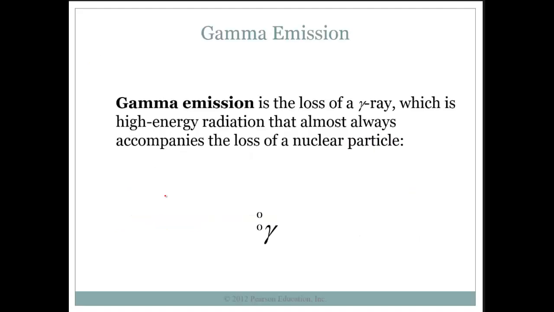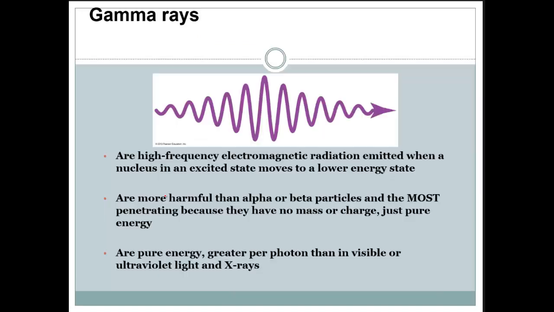Finally, we have gamma rays. Gamma emission is the loss of a gamma ray, which is a high energy radiation that almost always accompanies the loss of a nuclear particle. Gamma rays are high energy electromagnetic radiation emitted when a nucleus in an excited state moves to a lower energy state. They are more harmful than alpha and beta particles and the most penetrating because they have no mass or charge, just pure energy.